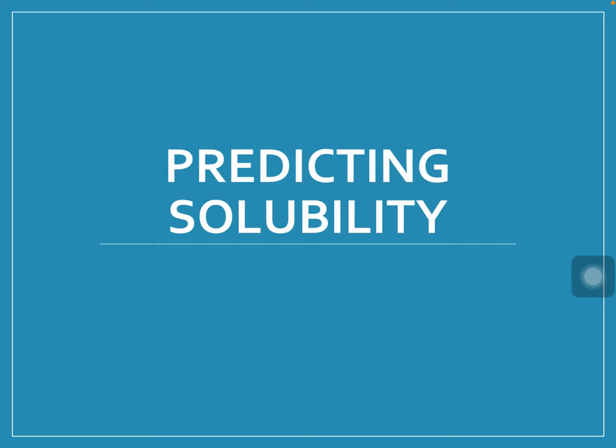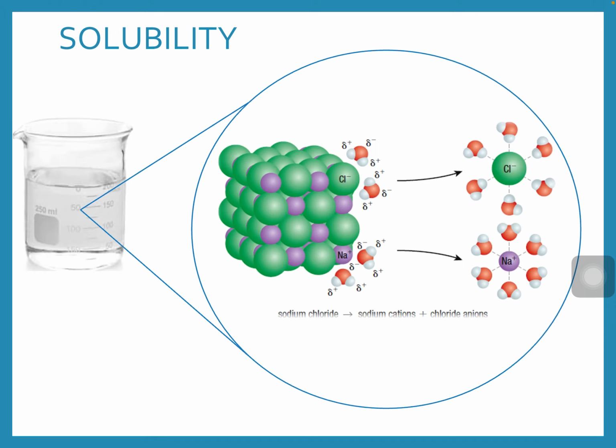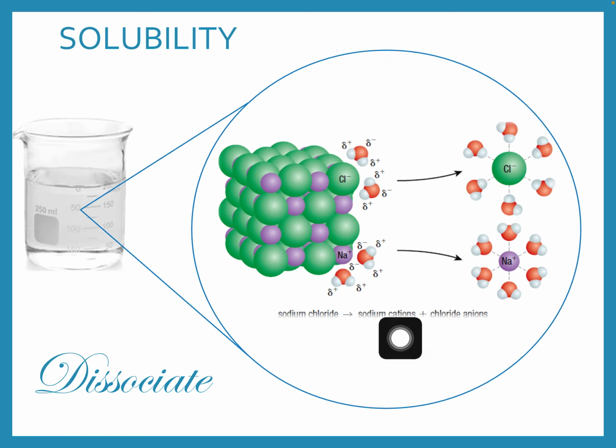In this lesson, we're going to take a look at how we can predict solubility. If you recall, when we look at a solution that has something dissolved in it, an ionic compound is going to dissolve or dissociate into positive cations and negative anions. The cations are going to be surrounded by the slightly negatively charged end, or the oxygen atoms, in water, and the chlorine anions here would be surrounded by the slightly positively charged hydrogen ends of water.